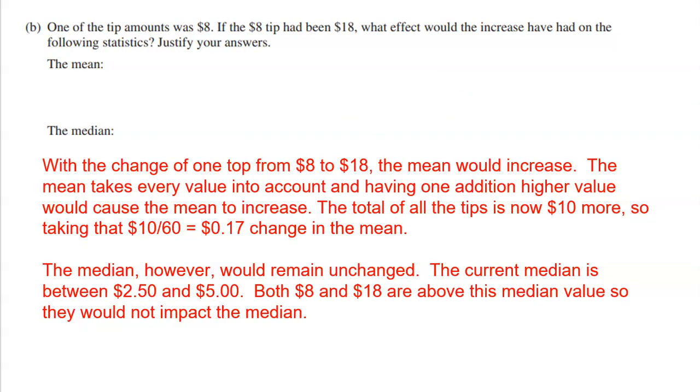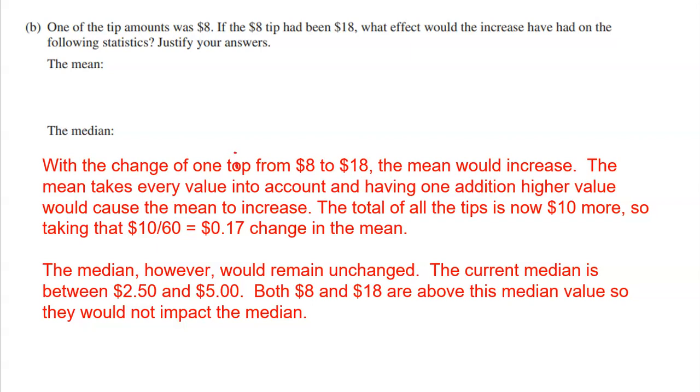So first, let's talk about the mean. With the change of one tip from $8 to $18, the mean would increase. The mean takes every value into account, and having one additional higher value would cause the mean to increase. So when you have a value that is bigger than you originally thought, the mean is going to be bigger than it originally was. Now, I also broke it down like this.